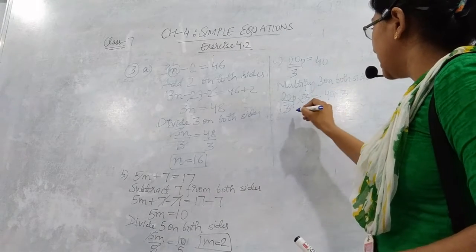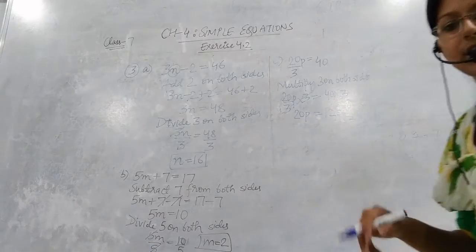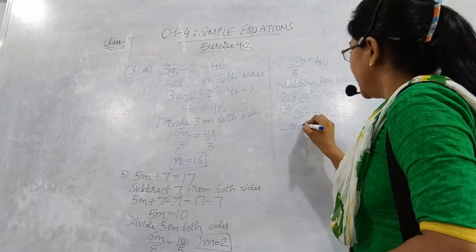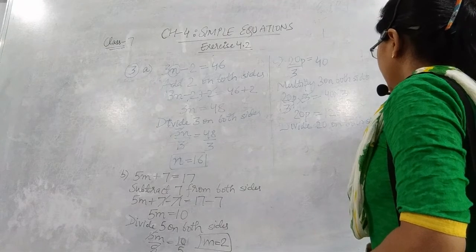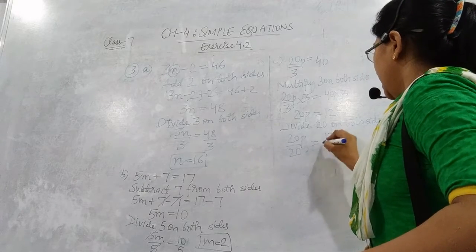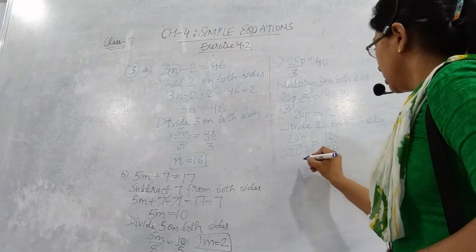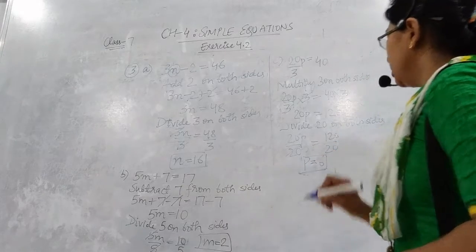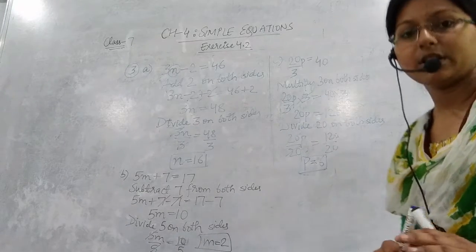This 3 cancelled. 20p is equal to 120. Now this 20 is in multiply. So what we will do? Divide 20 on both sides. 20p by 20, 120 by 20. This side cancelled. So I am getting p is equal to 6. ठीक है, p की वैल्यू कितनी आ रही है? 6 आ रही है. ठीक है, in this way I have done all the questions by giving steps.